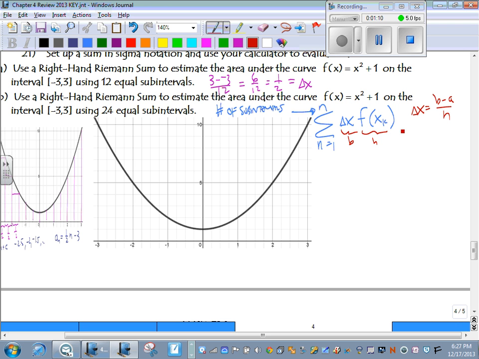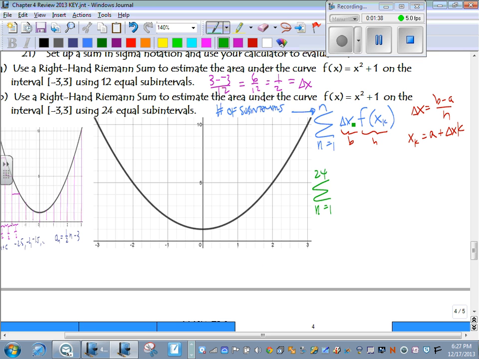And f of x sub k, well, we need to figure out what x sub k is. X sub k is going to be a plus delta x times k. So if you can remember these formulas, you can put them together to find this sum. So let's look at how we would put this together for this problem. So our sum is going to go from n equals 1 to 24.